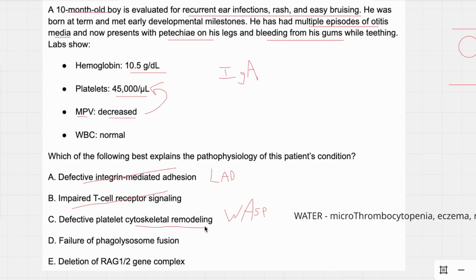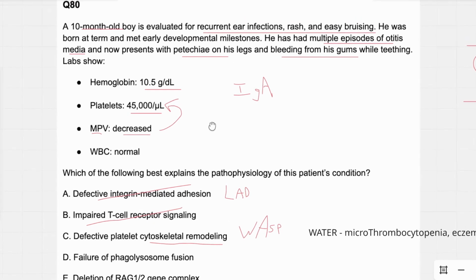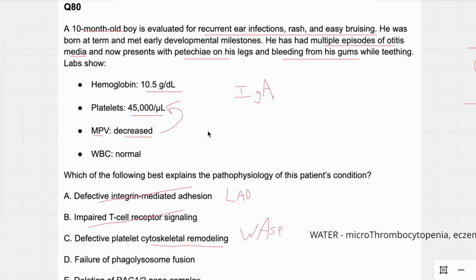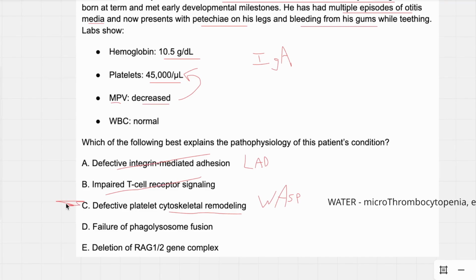Actin is not able to do what it's supposed to do, so you get defective white blood cells that can't respond to infections as well, hence the recurrent infections. And you get inappropriate inflammation all over the place, hence the eczema. And again, with actin not working, you get these small, ineffective platelets. So Wiskott-Aldrich looking really good right now. Let's just go through and make sure there's nothing better.